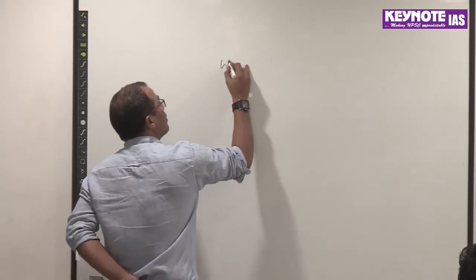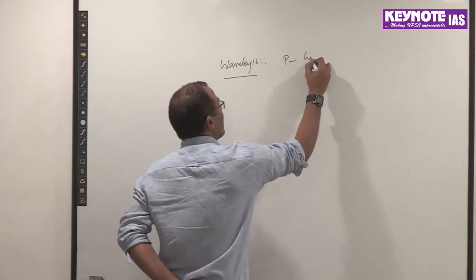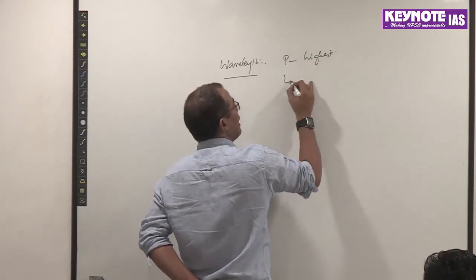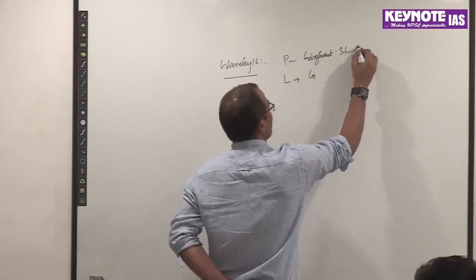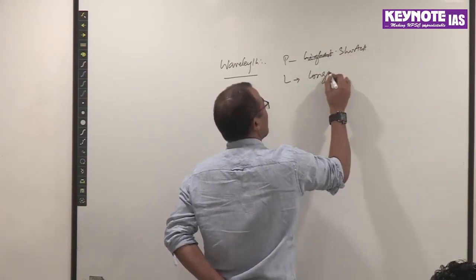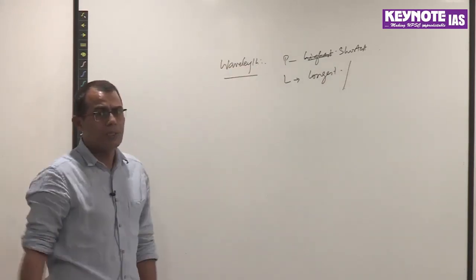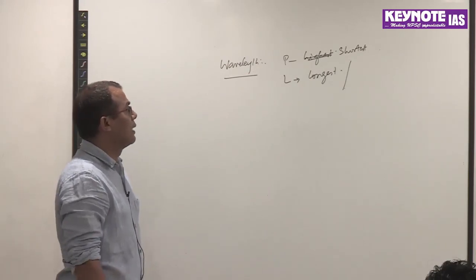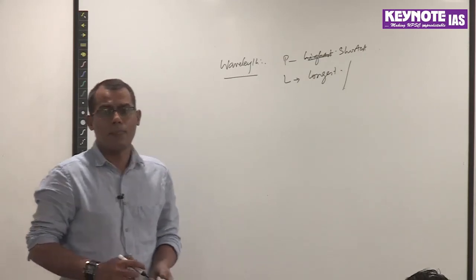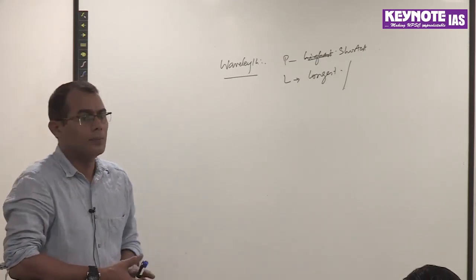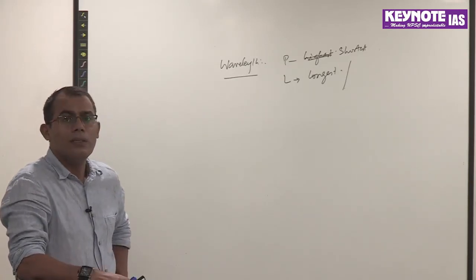Wavelength: P shortest, L longest. That's why it has a larger amplitude also, which is also responsible for greater destruction. That's all for the day.